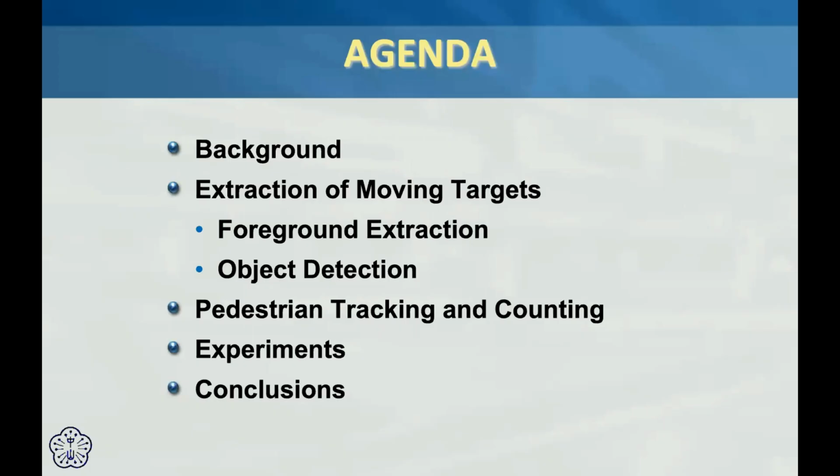I would like to follow this sequence to give today's talk. First of all, some background information will be provided, and then I would like to talk about the methods, which include the extraction of moving targets, the foreground extraction and the object detection, followed by pedestrian tracking and counting. And then we conducted some experiments to verify the proposed algorithm. And finally, I would like to draw some conclusion to wrap up today's talk.